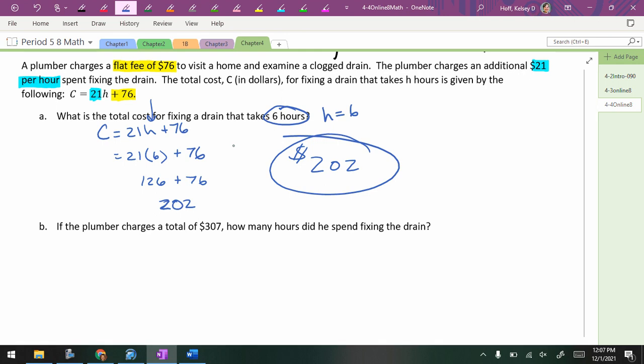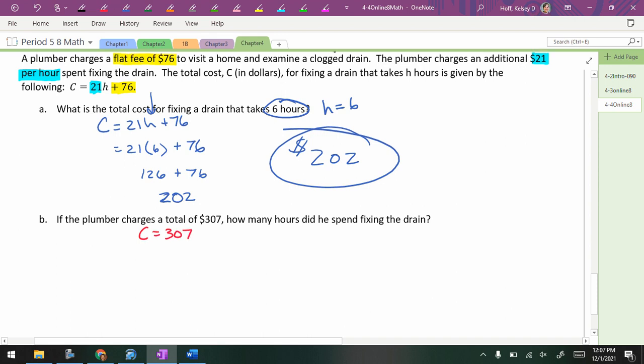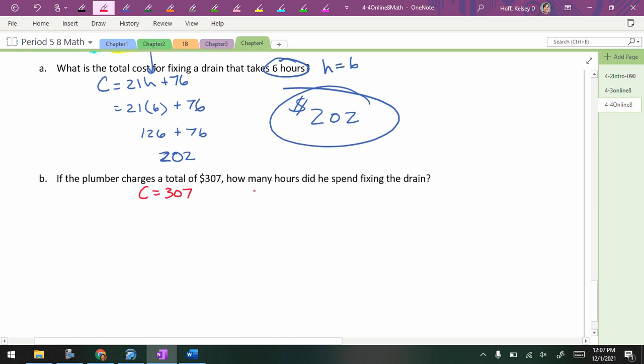Okay, different scenario. What if the plumber charges a total of $307? How many hours did he spend fixing the drain, Thad? So start off by writing it out. Know what C is. Do like total cost. So the total is 307, right? 307 equals 21 each. If you don't know how many hours it took yet, and then you still add on the flat fee of 76. Perfect. This time they told us the total, so this time C is 307.